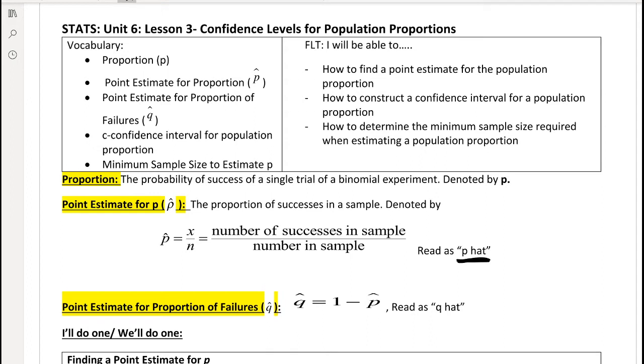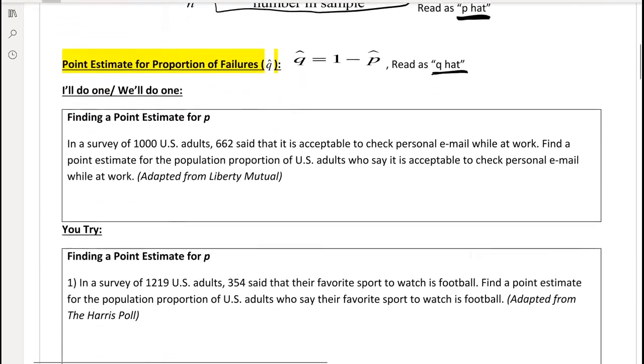Just like in the binomial experiment, if p was your success, q would be your failure, and for the sample we use q hat. I know that's a bunch of stuff, but it's not actually that hard to calculate p hat. This is really all you're going to focus on: the number of successes in a sample divided by the number in the sample. All right, let me show you. Let's take a look here.